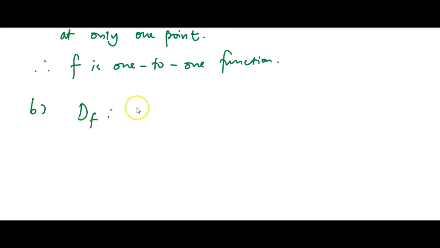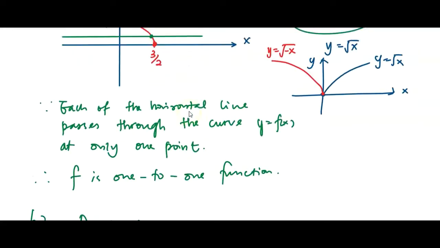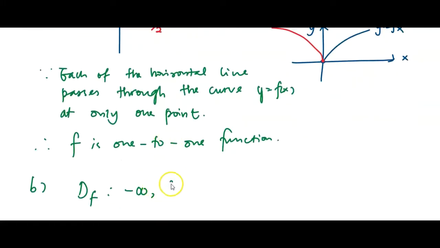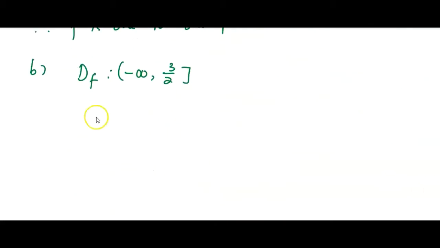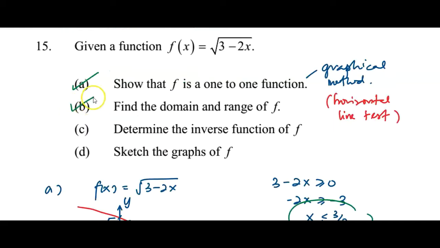The domain of f is negative infinity up to 3 over 2, including the 3 over 2. And for the range, from the graph we can see that the range is from 0 to infinity. The lowest point starts from 0 for the value of y. The lowest point has y coordinate 0, and then the graph just goes up non-stop, so the range will be 0 to infinity. We have done that part.